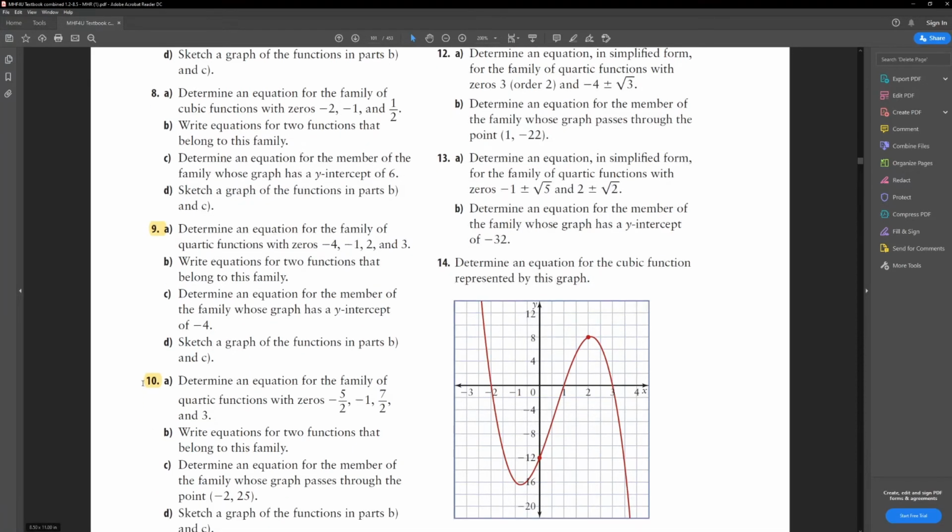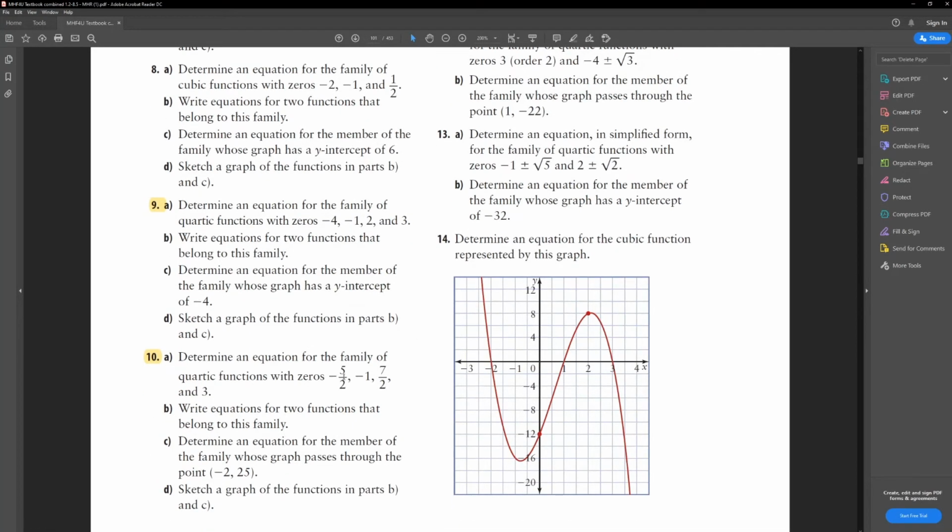So for question 10, now we have fractions. What you need to remember about fractions is that we often need to rewrite them. For example, we wouldn't write x minus -5/2. What we would do is first of all rewrite it as x plus 5/2, and then we would multiply both sides by 2, so we get 2x plus 5 as our factor.